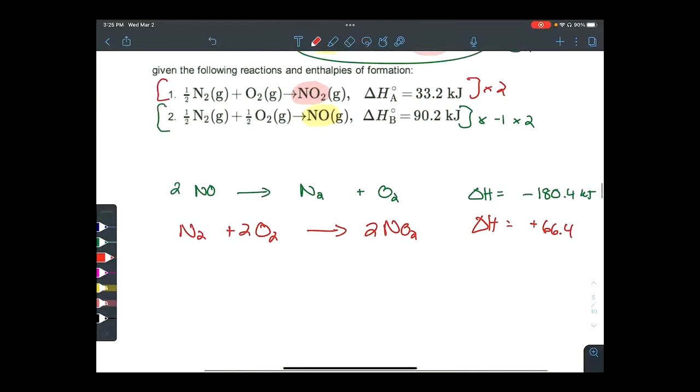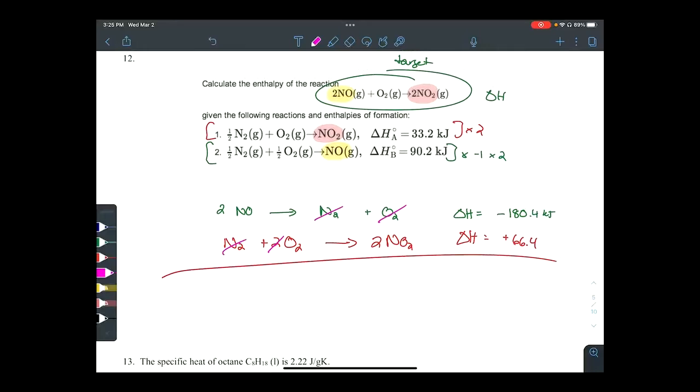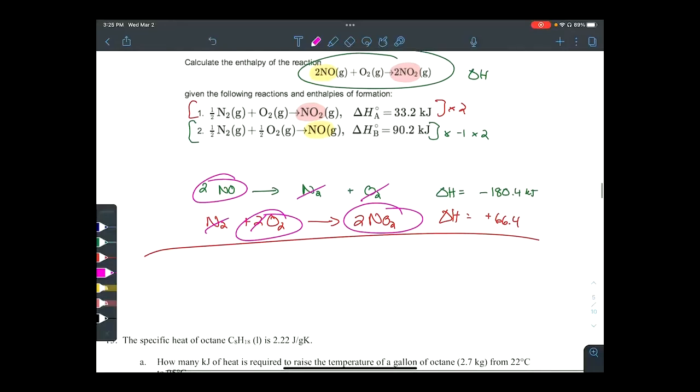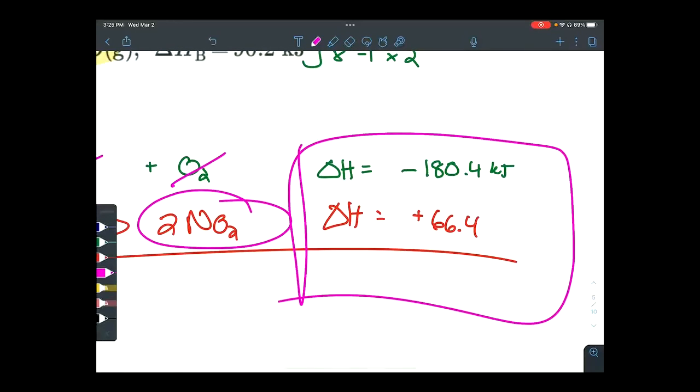All right, and then you can check your work and see what cancels. So the N2s cancel, and one of the oxygens cancels, right? And then, is that the reaction I want? Is that the target? Yes, it is. So just check your work, and then that means you just add up the delta H's. I like questions like this, and then it's whatever these two numbers added up are.